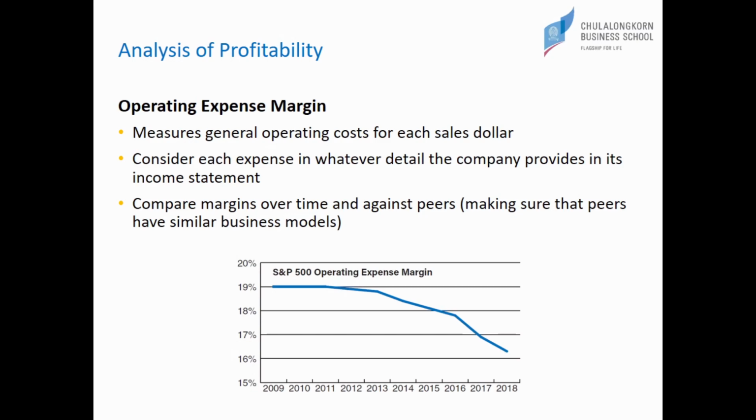So this is the S&P 500 operating expense margin over the years. So you see that it has been decreasing over the years since 2009. So the reason for this decrease is that since the 2009 financial crisis, there has been a rise in the competition in the overall market. So they had to cut down costs, and they also had to cut down their prices, trying to survive. So that's why we see this decrease in the operating expense margin over the years. So competition is getting fierce.